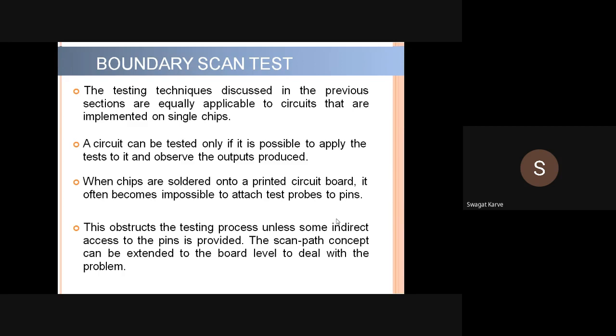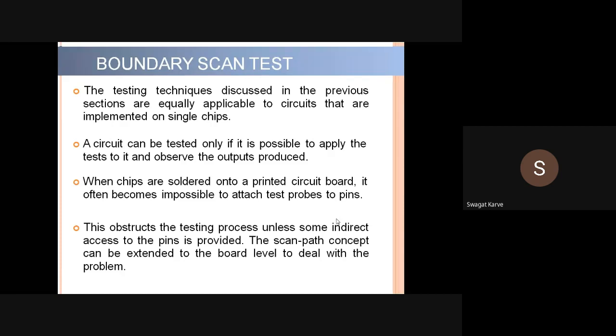Now, when the chips are soldered onto PCBs, it often becomes impossible to attach test probes to the pins, right? Because if you see double-sided PCBs, there is no space where you can attach the probes and check the voltage and currents. It is not possible. So this obstructs testing unless some indirect access to the pin is provided, right?